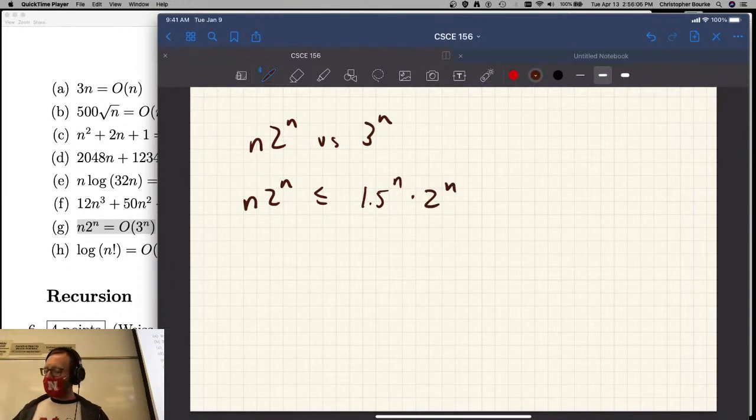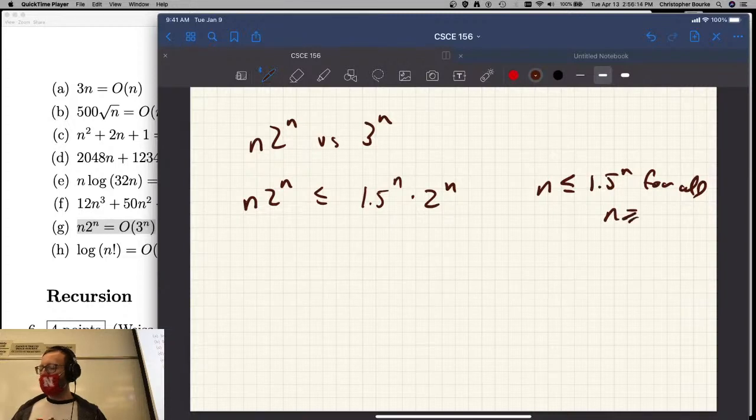Why? Because n is less than or equal to 1.5 to the n for all n greater than or equal to what? Now at this point you start trying things. 0, yeah, that works. 1, yeah, that works. 2, pull out a calculator at this point and start thinking about it. It's 2 and 2.25. 3, yeah, that works. 4, yeah, that works. I personally call this obvious land.